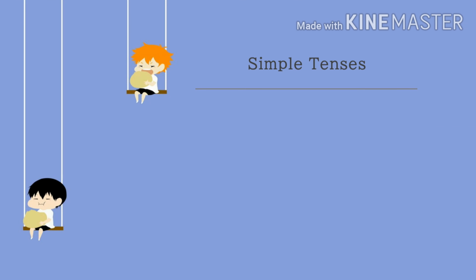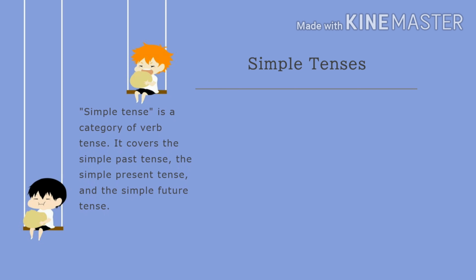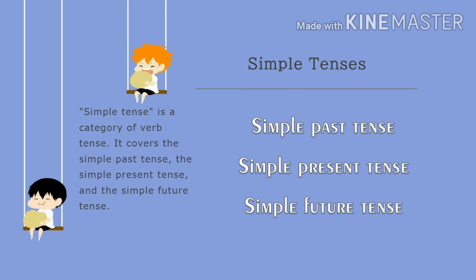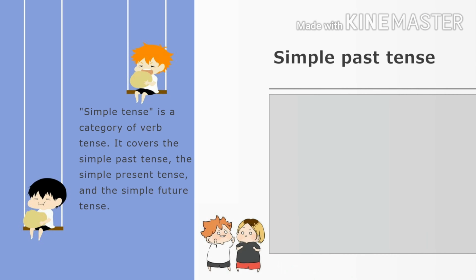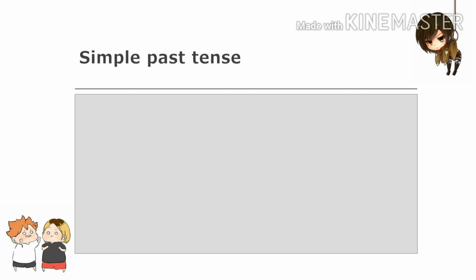Now the first one would be simple tenses. Simple tense is a category of verb tense. It covers the simple past tense, the simple present tense, and the simple future tense. The first one is simple past tense.